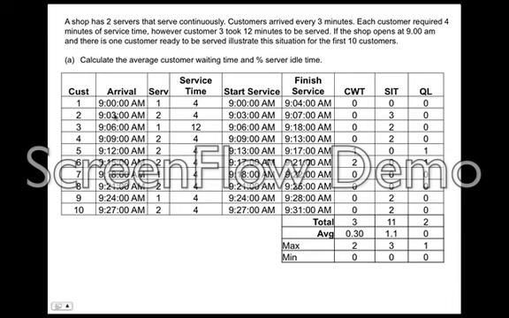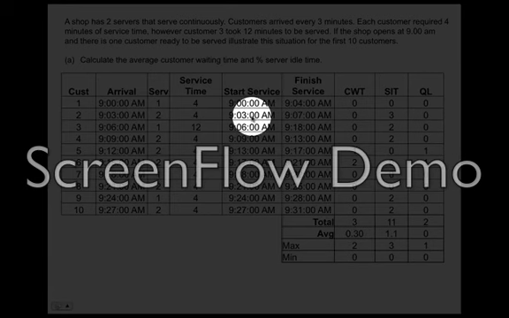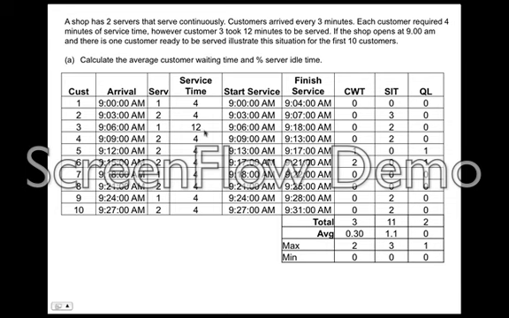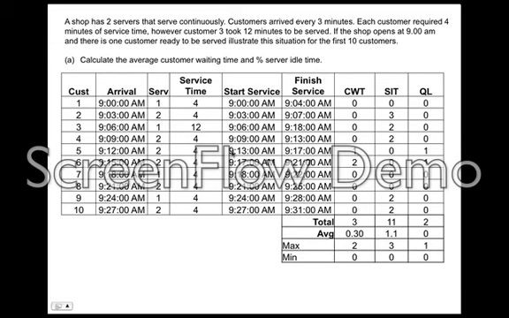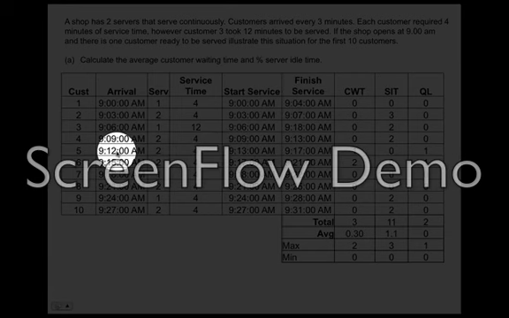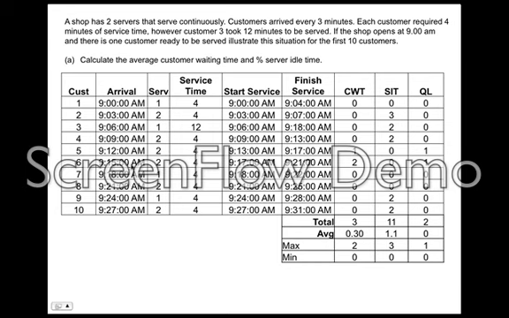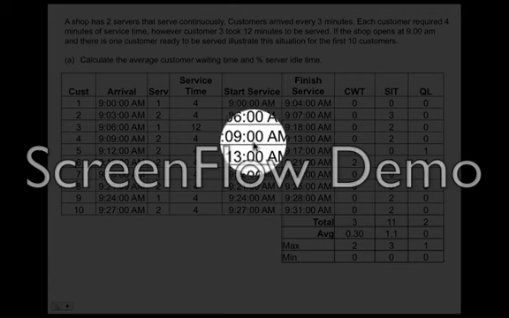Queue length, you start from this column, and you go across. So, customer number 1 arrives at 9, gets served, there's no one waiting. 9:03, starts being served at 9:03, there's no one waiting. 9:06, 9:06. 9:09, 9:09. So there's no people in the queue there. At 9:12, if you come across here, this is 9:13. So there's one person waiting because this is bigger than this number. So one person waiting. 9:15, we go across here and then go down.